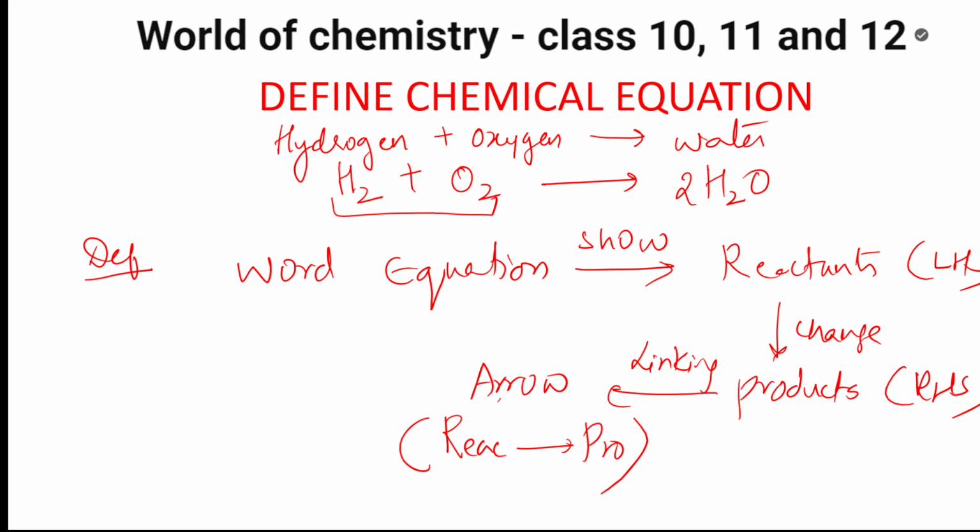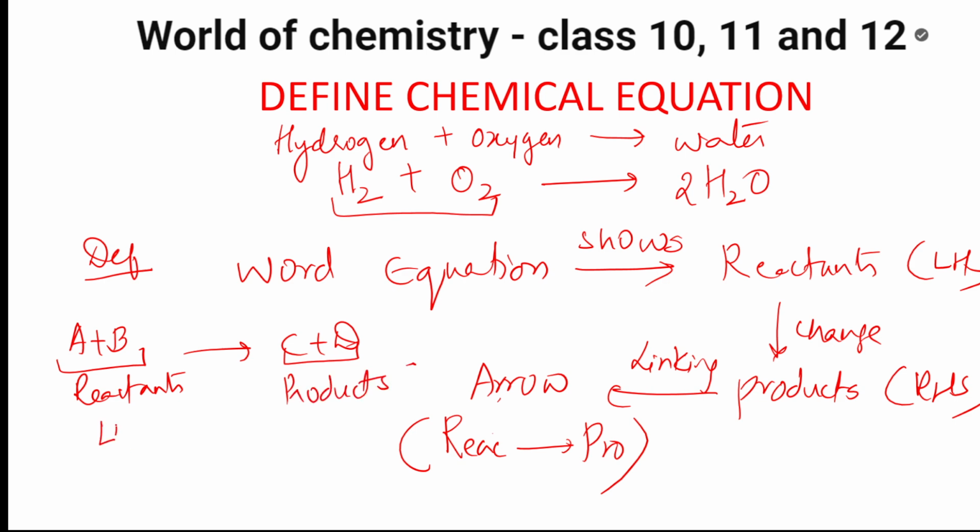So again, I'm repeating. A chemical reaction is a word equation. It shows reactants changing into products. Reactants are written on the left hand side, products on the right hand side, and both are linked by an arrow, where the arrow points from reactants to products. For example, A plus B: these two are reactants, and they produce C plus D, which are the products. This is LHS, this is RHS. This is the chemical equation.